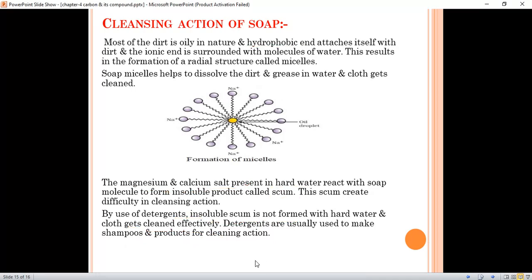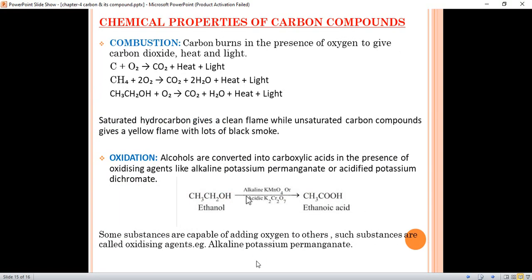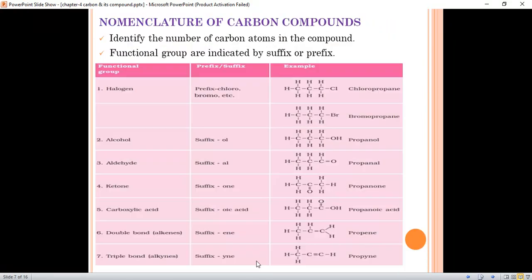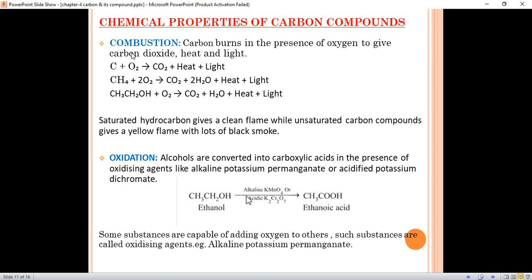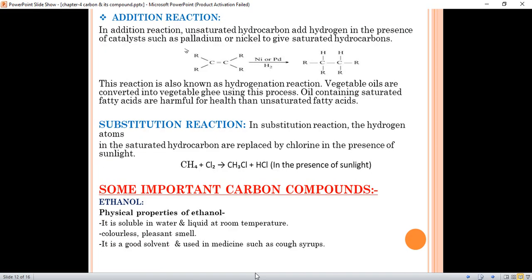So this was the last topic from this chapter, carbon compounds. Let's have a quick look at the topics which we have studied today. Today we have started the topic, chemical properties of carbon compounds. In this we have read about combustion reaction. In this, carbon burns in the presence of oxygen to give us carbon dioxide, heat and light. Next one is oxidation reaction. In oxidation reaction, alcohols are converted into carboxylic acid in the presence of an oxidizing agent like alkaline potassium permanganate. Next reaction was addition reaction. In addition reaction, unsaturated hydrocarbons add hydrogen in the presence of a catalyst like nickel or palladium.